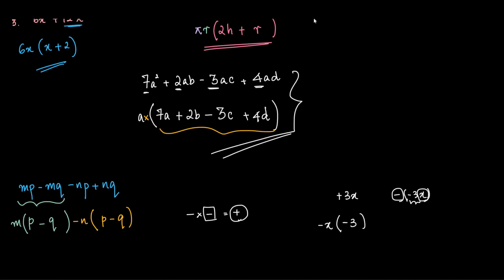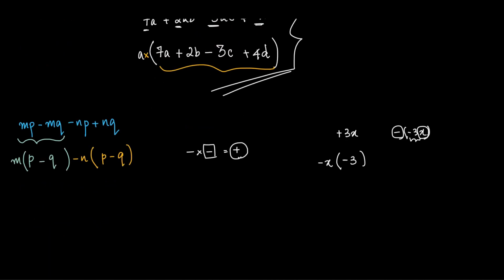Alright, hope that's clear. So now what? We somehow made the brackets the same. We have p minus q in our first bracket and also p minus q in our second bracket. So what's the next step now? Well, the next step is to factorize again. Now this time, this entirely is considered as one term, and this entirely is considered as one term. So this is again just an algebraic expression with two terms.